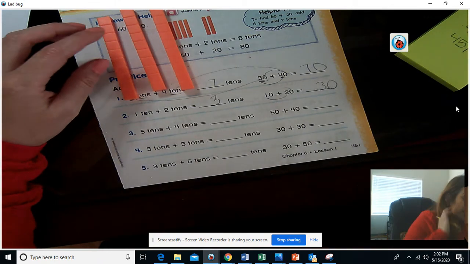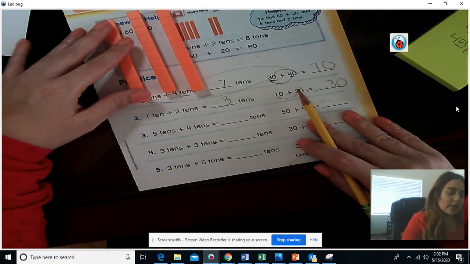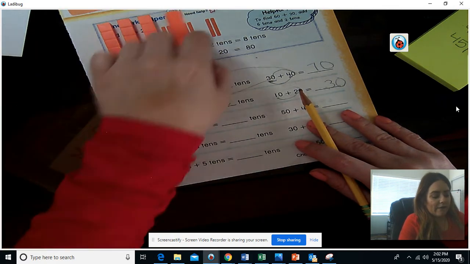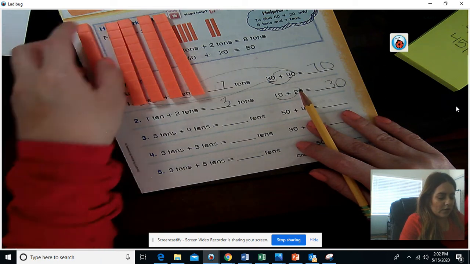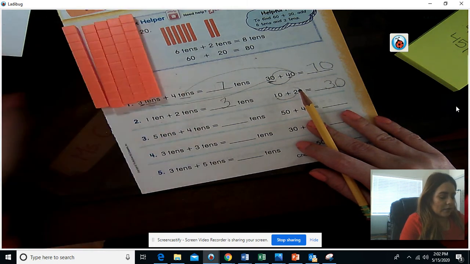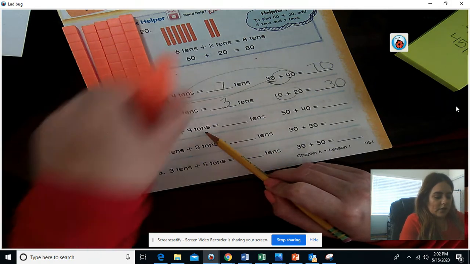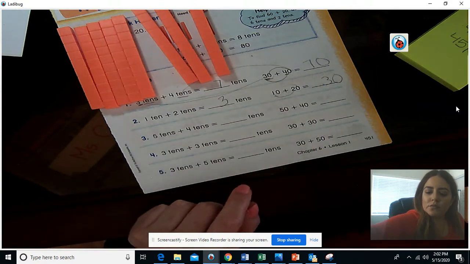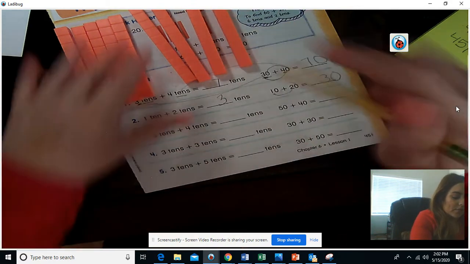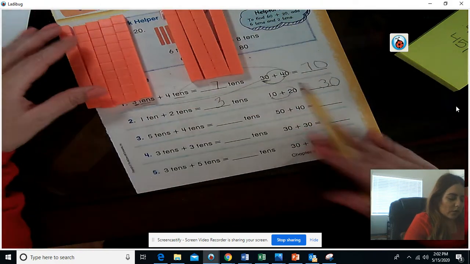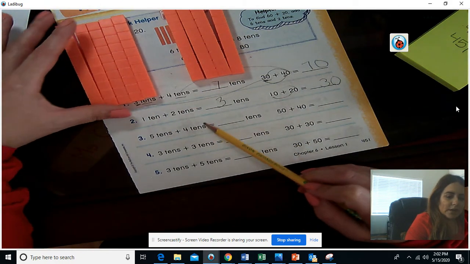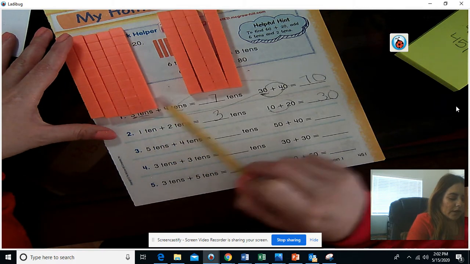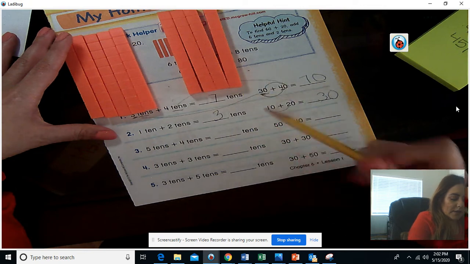So let's try number 3, 5 tens. 1, 2, 3, 4, 5. So 5 tens plus 4 tens. 1, 2, 3, 4. 4 tens. So we're going to count how many groups of 10 we have. We have 1, 2, 3, 4, 5, 6, 7, 8, 9 tens.